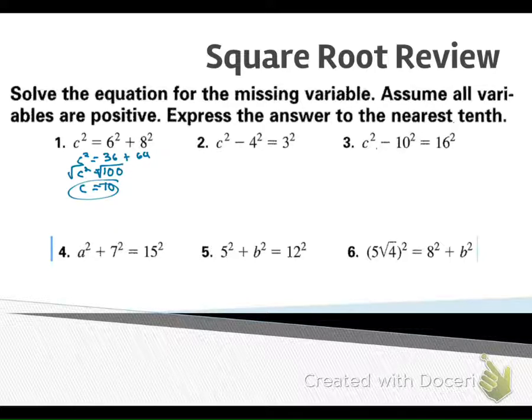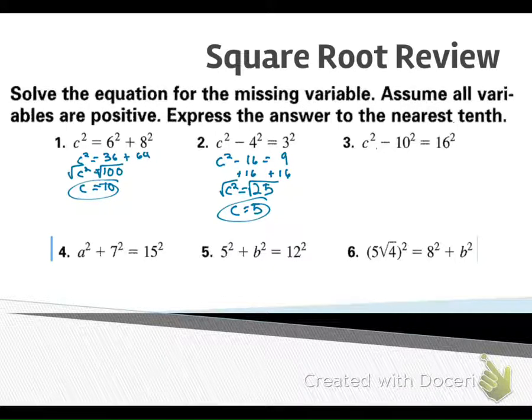So our next one is example 2, and we have c squared minus 4 squared, which is 16, equals 3 squared, which is 9. We're going to add our like term to the other side, so we can get c squared by itself. We get c squared equals 25. We want to get c by itself. We square root both sides. c equals 5. Beautiful.